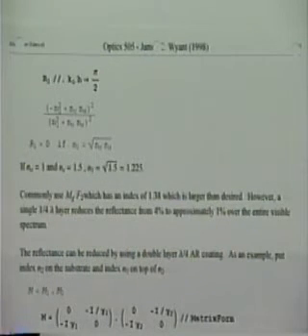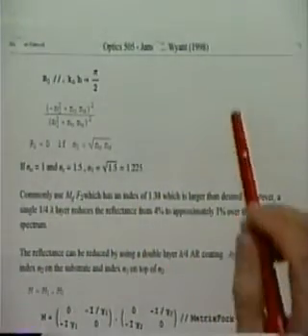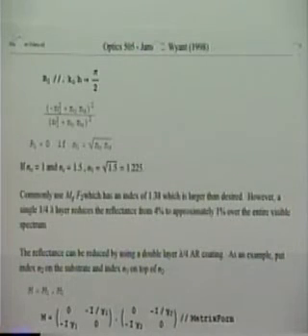Well, I always thought that was a very neat result, and I can remember the first day sitting in class when I saw that result. It's great.